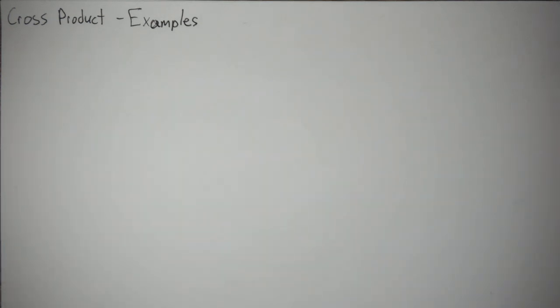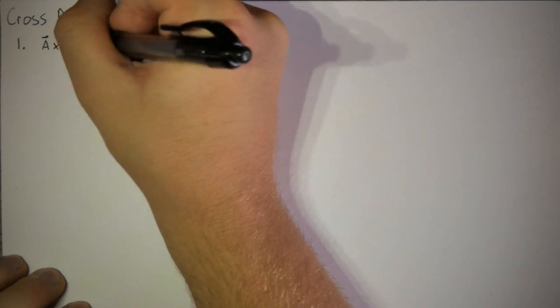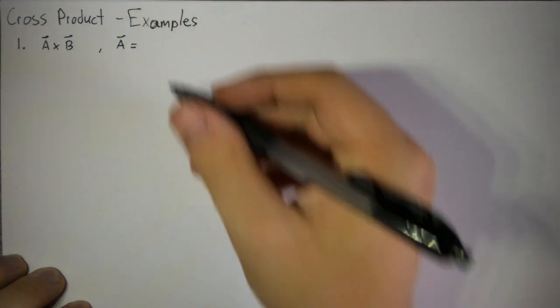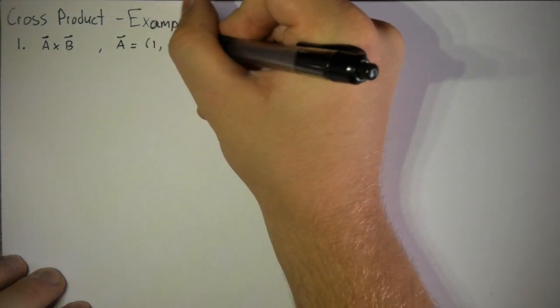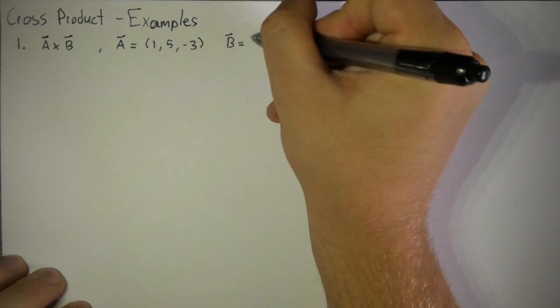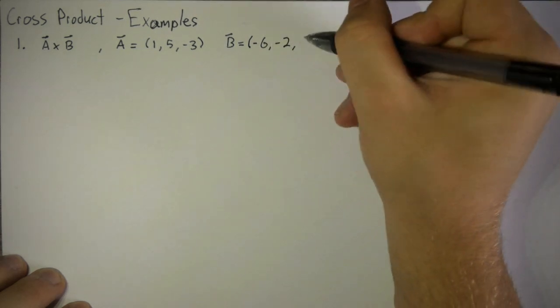In this video, I'm going to do a few examples where we're going to calculate some cross products. So I'll just start with the first example here. We want to find A cross B, where A is equal to 1, 5, -3, and B is equal to -6, -2, 4.